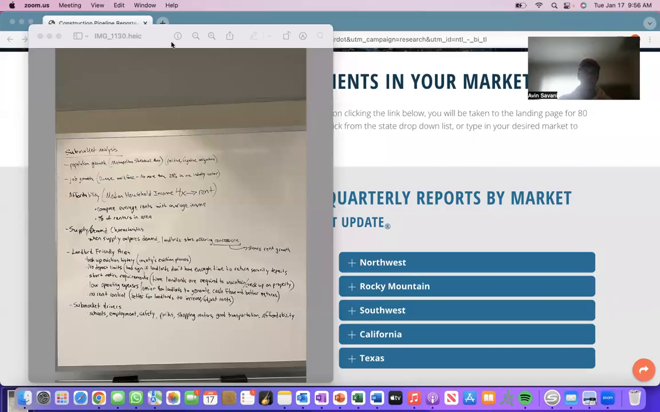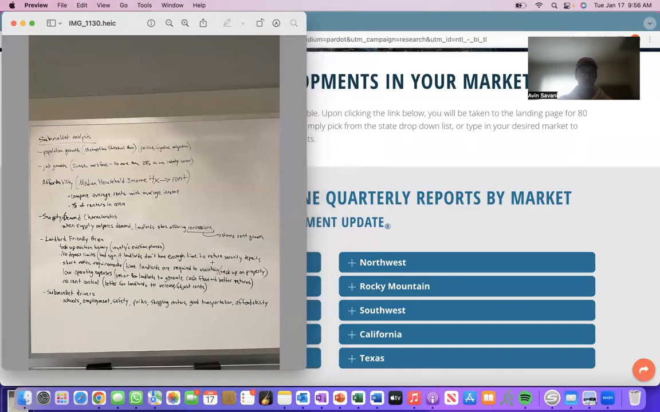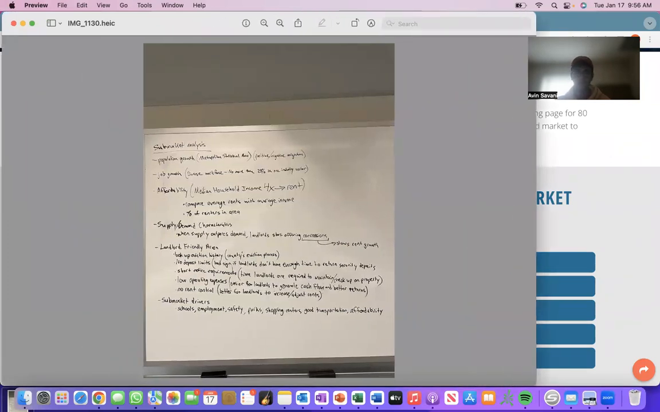Okay, awesome. So this is just a quick checklist that I use whenever vetting an area, right? So obviously there's more to it. There's a lot more data that you can track, but these are things that I tend to just look at.